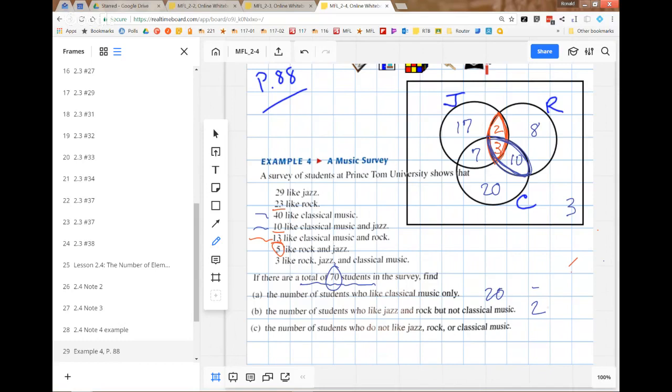And part C, the number of students who like jazz, rock, or classical. Who do not like all 3. They do not like jazz, rock, and they don't like classical either. That would be 3. That would be that 3. Yep. Okay. So did you guys follow how to do that?